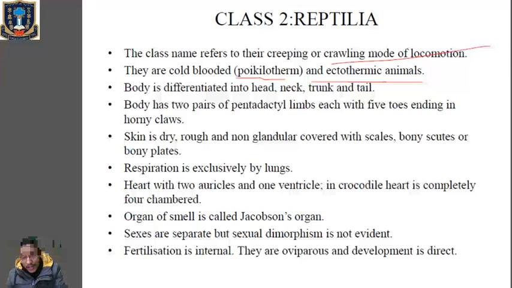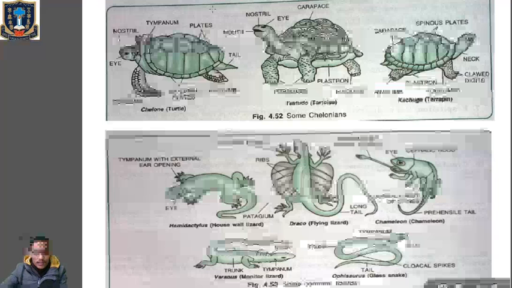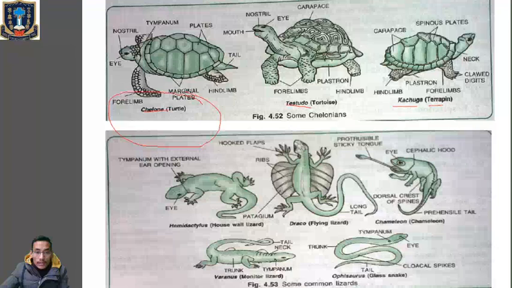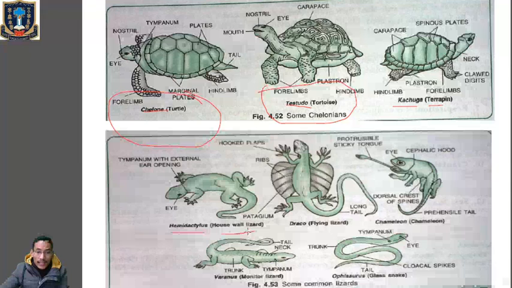So these are a few characteristic features of the class Reptilia. Let's see the examples. Here you can see the turtle, scientific name Chelone. Tortoise, Testudo. Then we have Terrapin, Kachuga. So you can remember the example of turtle, and you can remember the example of tortoise. Further, you can remember the example of the house wall lizard, which is called Hemidactylus. House wall lizard, in the local term we call it Vete in Nepali language.